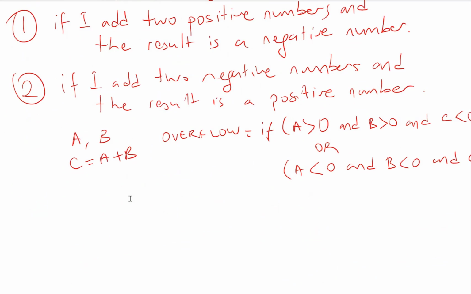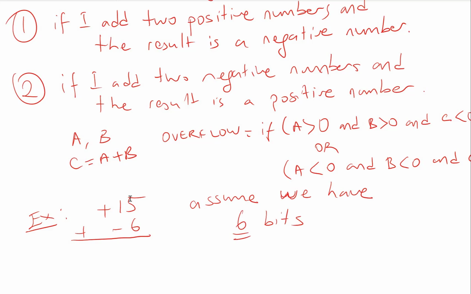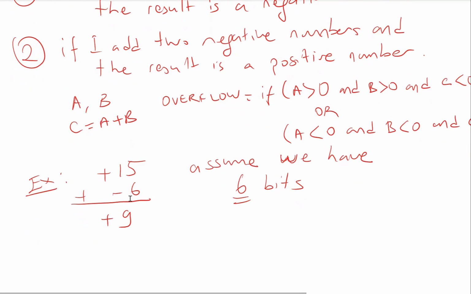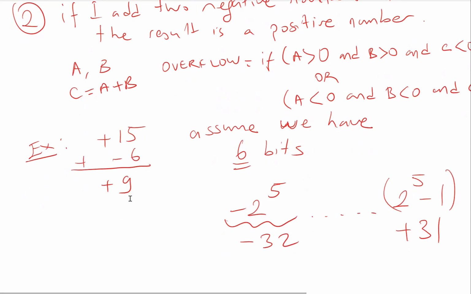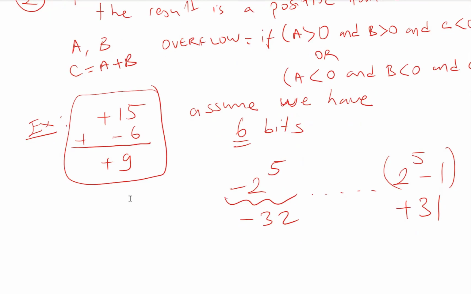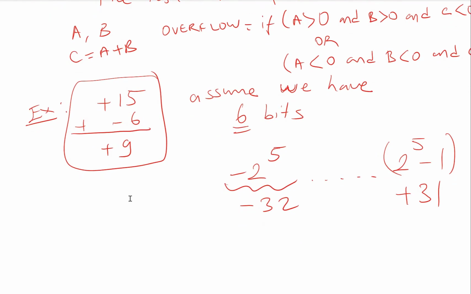So let's do another example. And in this case, let's add plus 15 and minus 6. And assume we have 6 bits. So this is plus 9. Right, so what is the range for the 6 bits? The lowest negative number that I can represent is minus 2 to the 5. So this is minus 32. And the maximum number I can represent is 2 to the 5 minus 1, which is plus 31. So since we have 6 bits, there should be no overflow, right? We can easily do this addition.